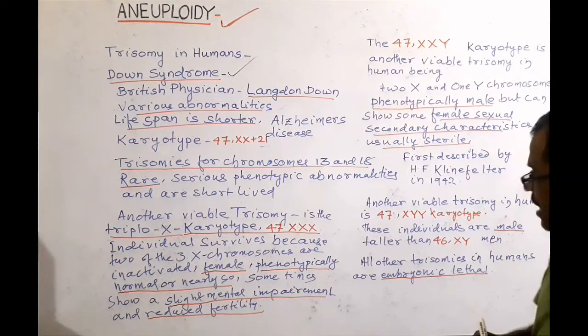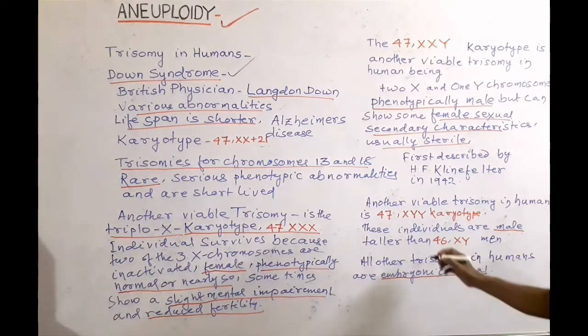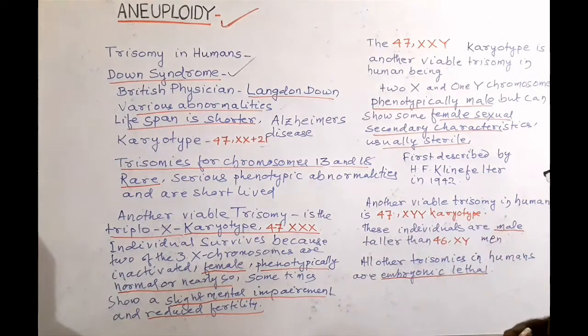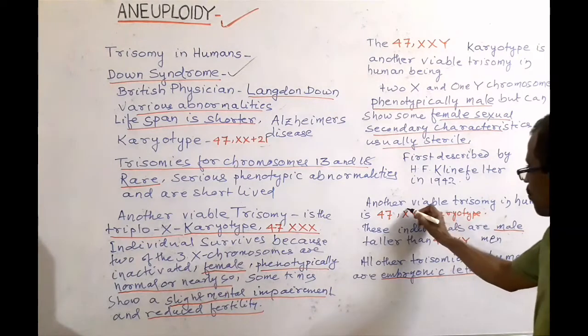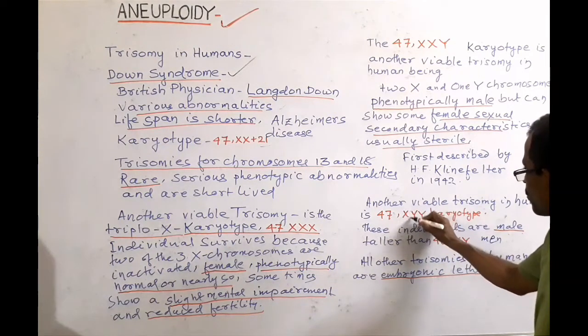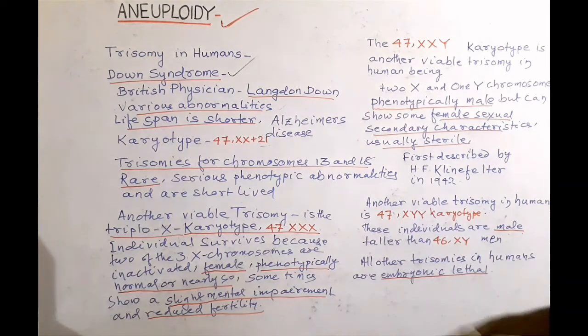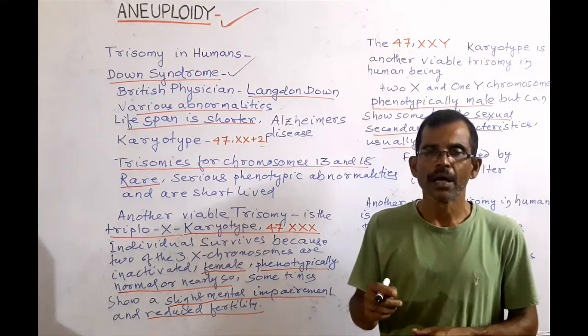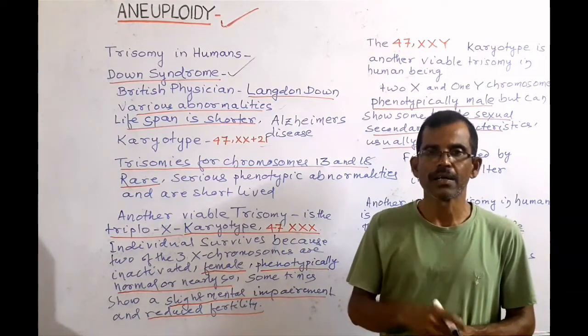Another viable trisomy in human beings is the 47,XYY karyotype. In such individuals, there is 1 X chromosome and 2 Y chromosomes. These individuals are male, but they are taller than normal men. All other trisomies in human beings are embryonically lethal.